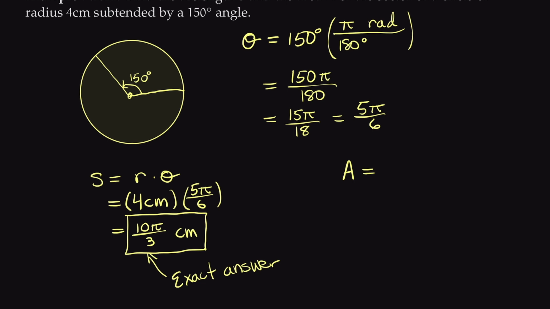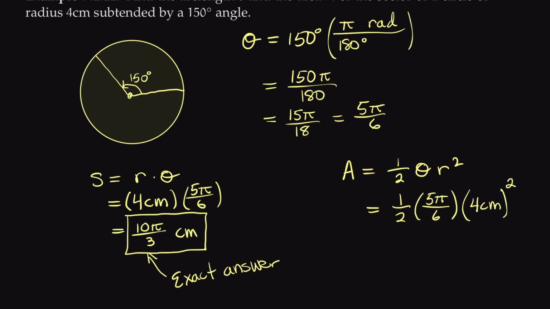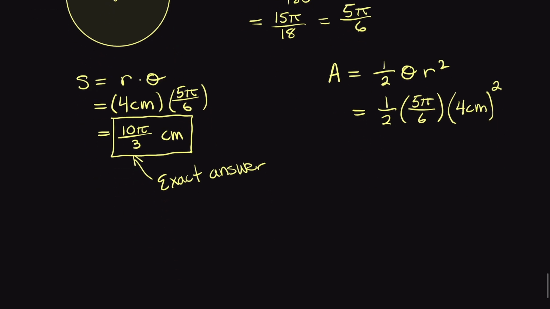Okay, so the area was what? The formula was 1/2 times theta times the radius squared. Theta here being what? Theta needs to be the angle written in radians, which we have as 5 pi over 6. So we have 1/2 times 5 pi over 6, and now we have 4 centimeters. And I'm going to take that entire quantity and square it. And I'm going to also square the units because that's going to tell me the units of our final answer.